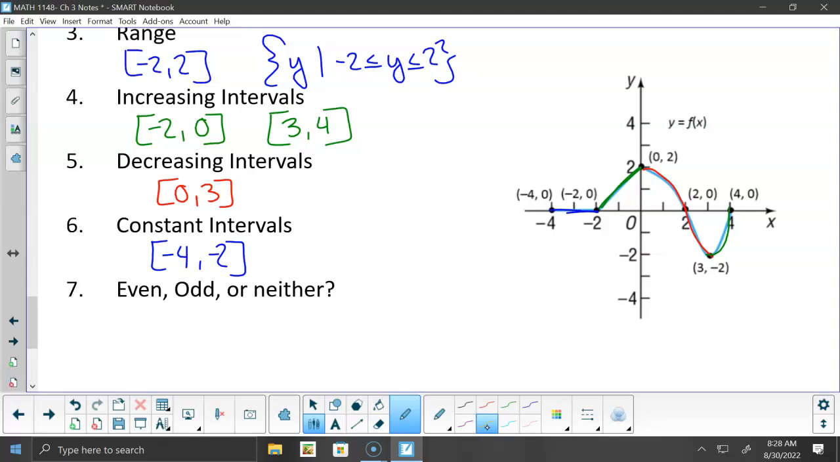The last part is even, odd, or neither. Do you guys see reflectional symmetry? Do we see rotational symmetry? So it's neither.